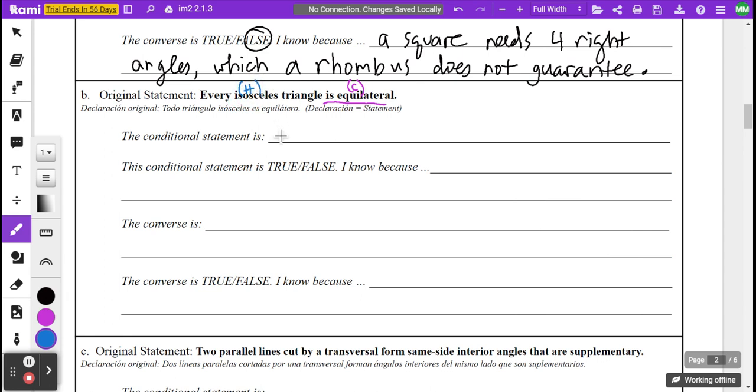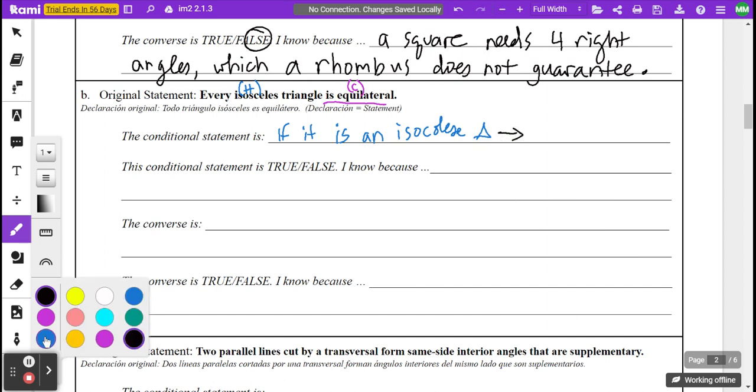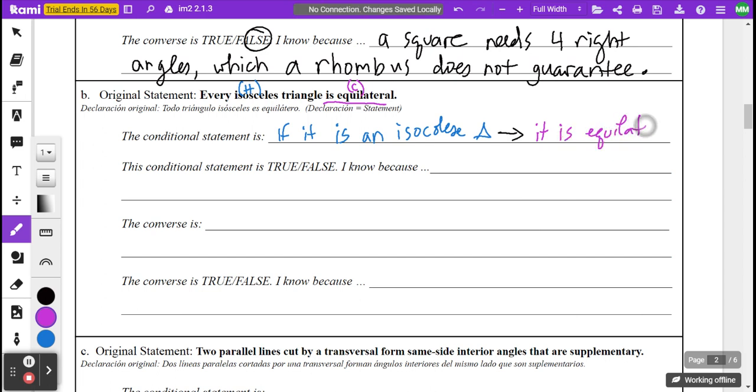The conditional statement is: if it is an isosceles triangle, then it is equilateral. And this statement is definitely false. I know because I can come up with a counterexample. And anytime you're saying one of these statements is false, you really should be providing me with a counterexample.